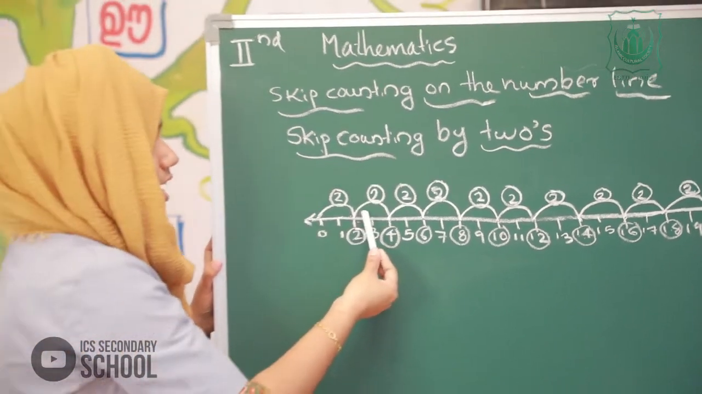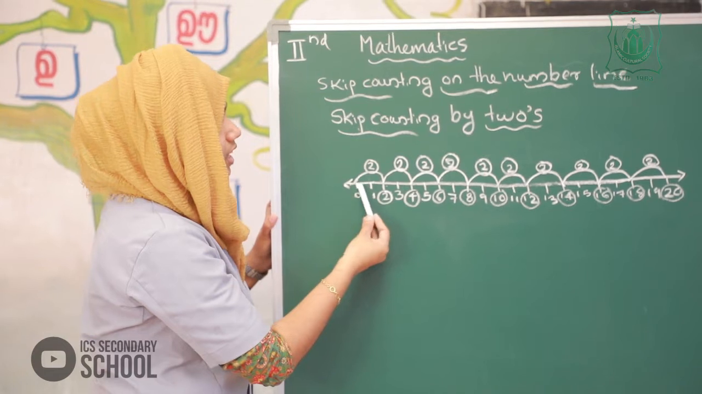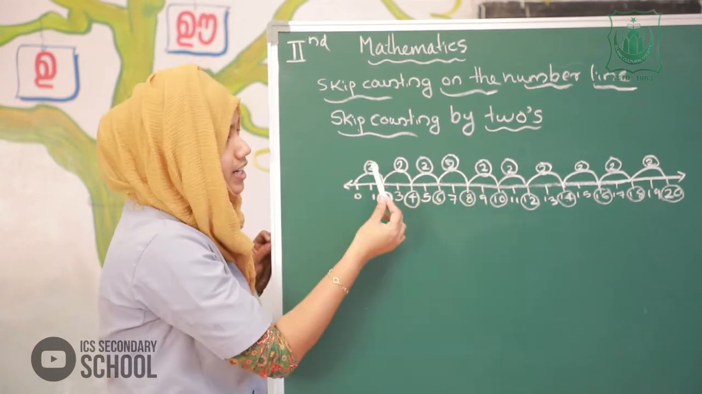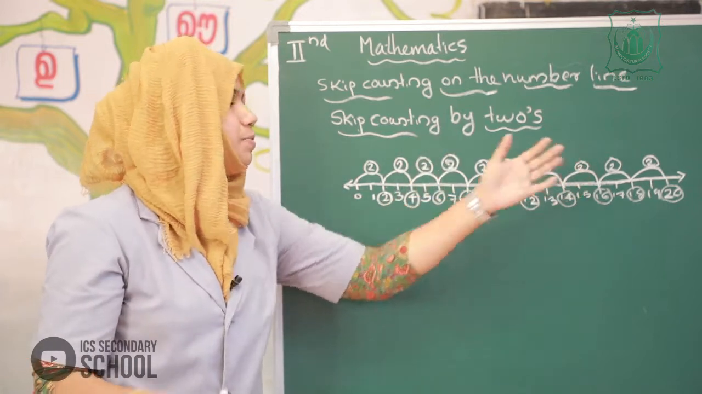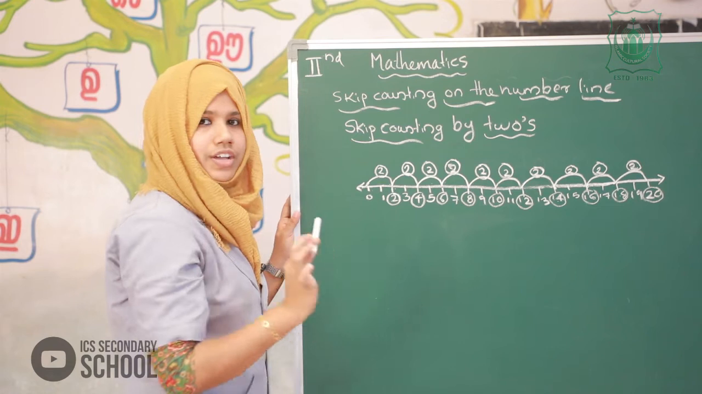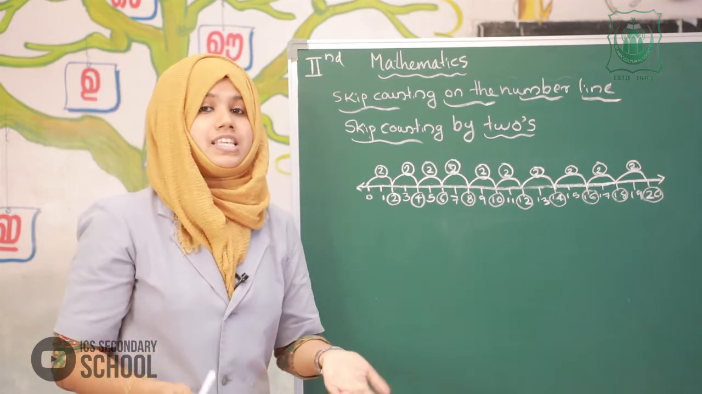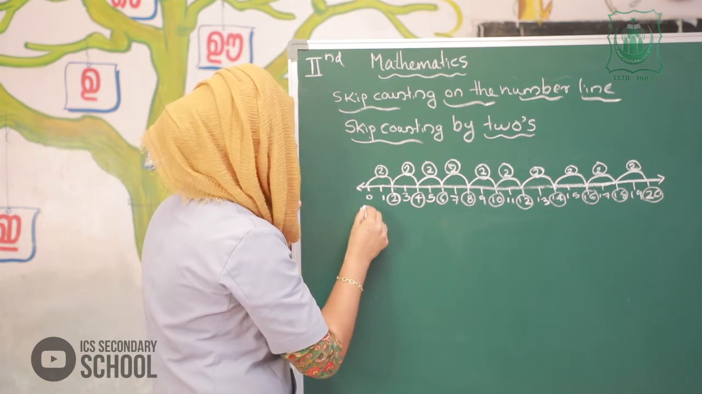That means adding the numbers forward. Which number is added forward? Yes, the number 2. Is it clear? In skip counting by 2's, we add the number 2 forward. The next is skip counting by 3's. Our next is the same method.